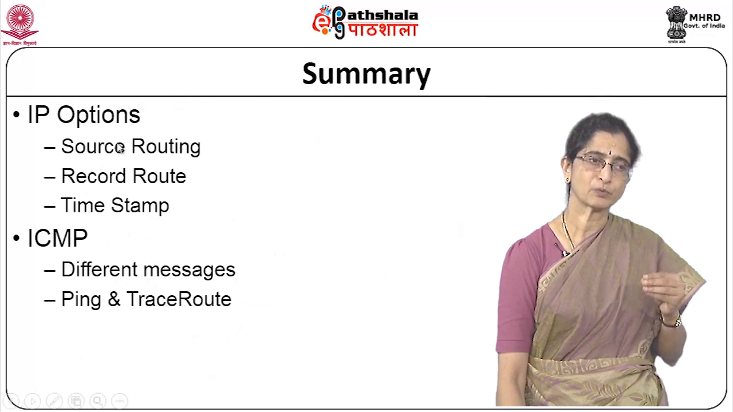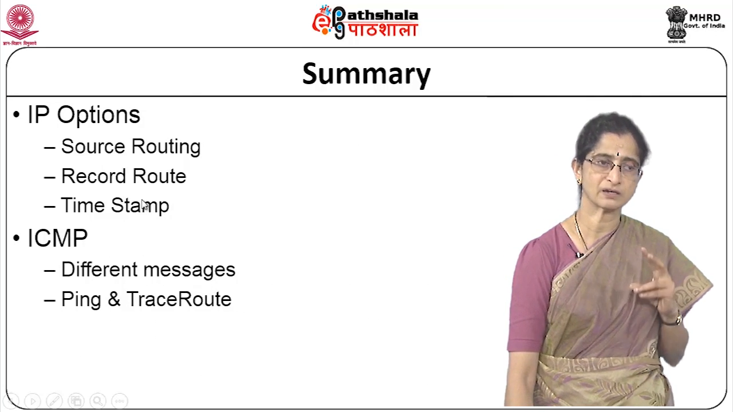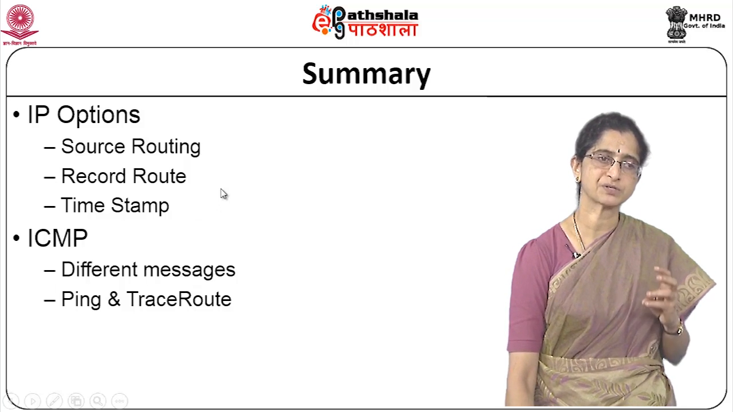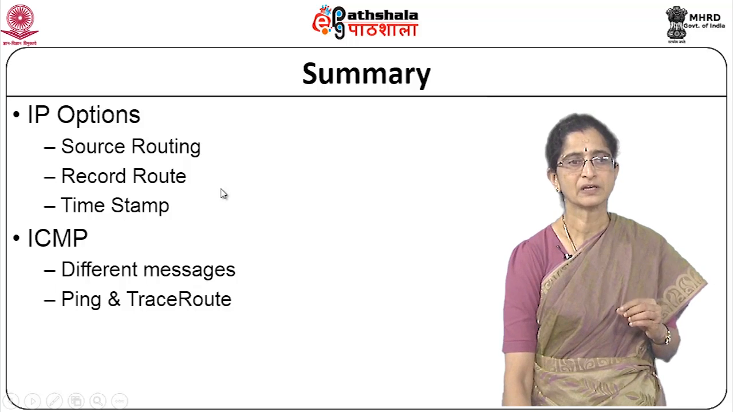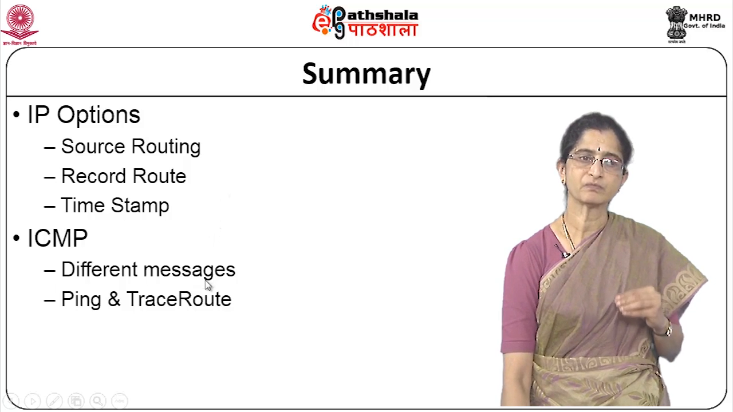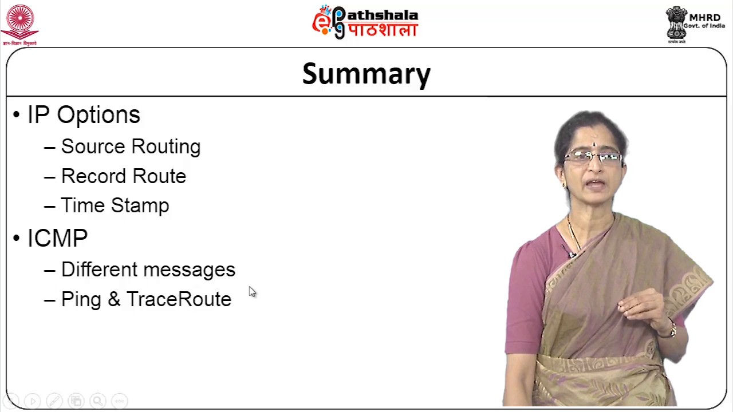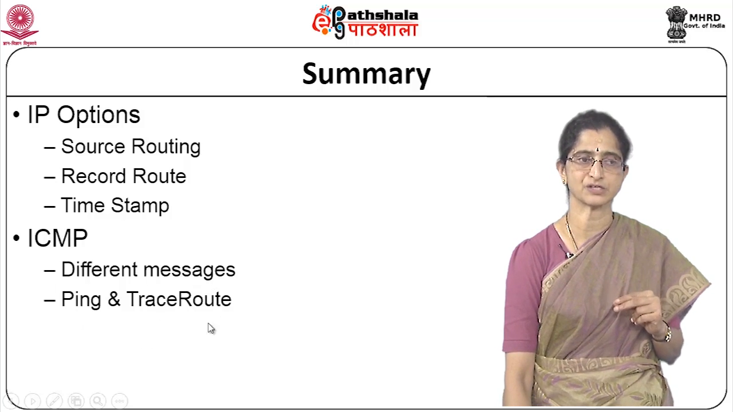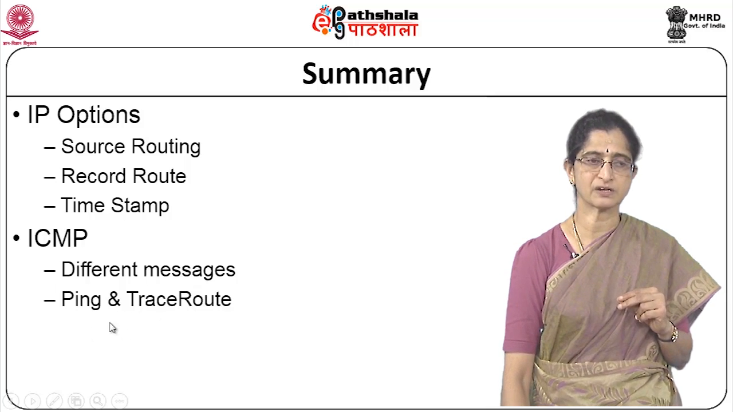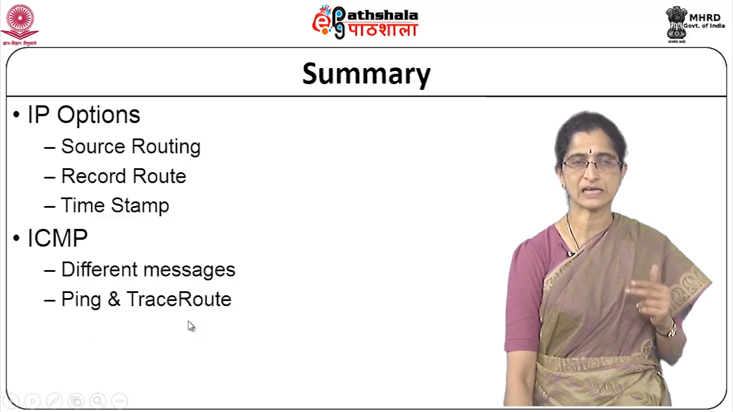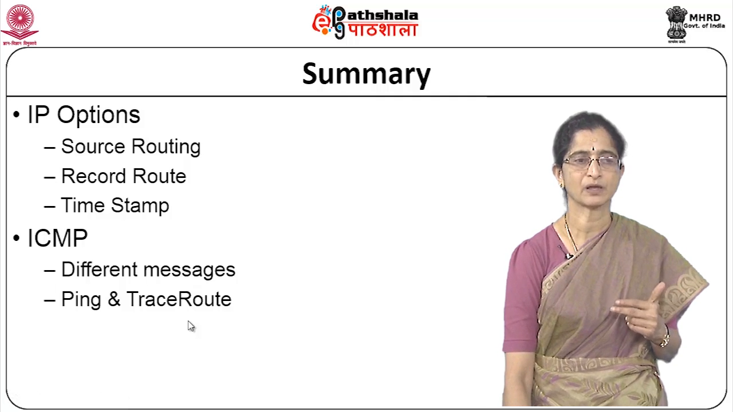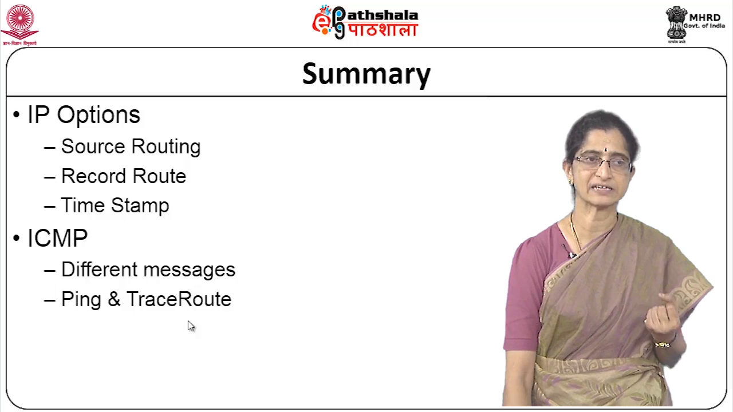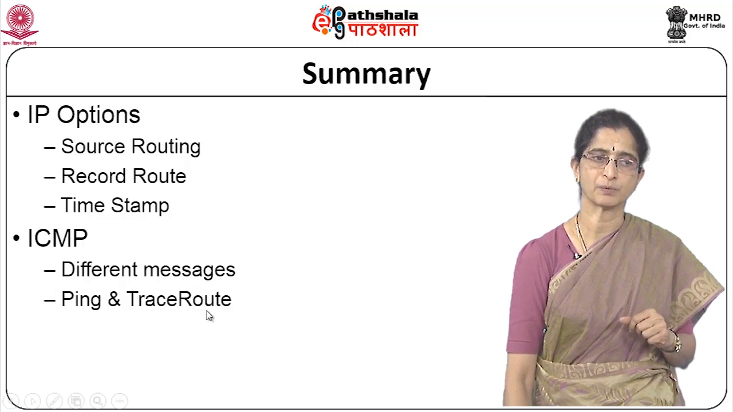To summarize, we have looked at two things in this module. One is the IP options, where we looked at the source routing option, record route option, and timestamp option. Then we looked at ICMP, the different message types, and two important usages of ICMP messages, which are ping and traceroute. Ping is implemented using echo request and reply, and traceroute is implemented using the time exceeded message. With these messages, there are a lot of interesting things that can be done, which is what we have tried to provide an overview of.